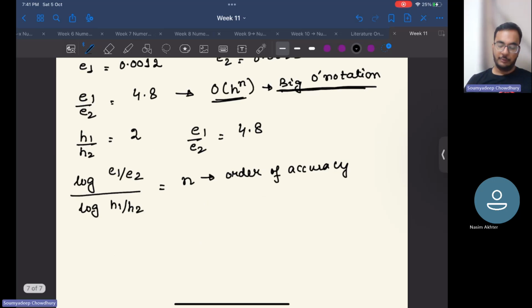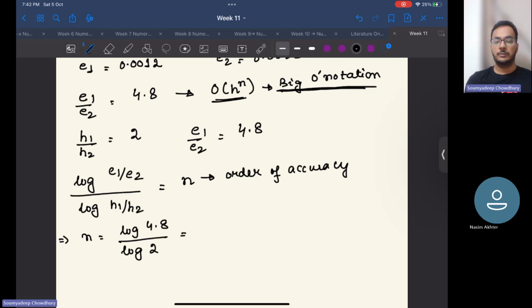Here we want to find out the order of accuracy of that method. So n is basically given by log of the error ratio E1 by E2 upon log of H1 by H2. So n is equal to log of 4.8 by log of 2. If you find this out, how much will we get?